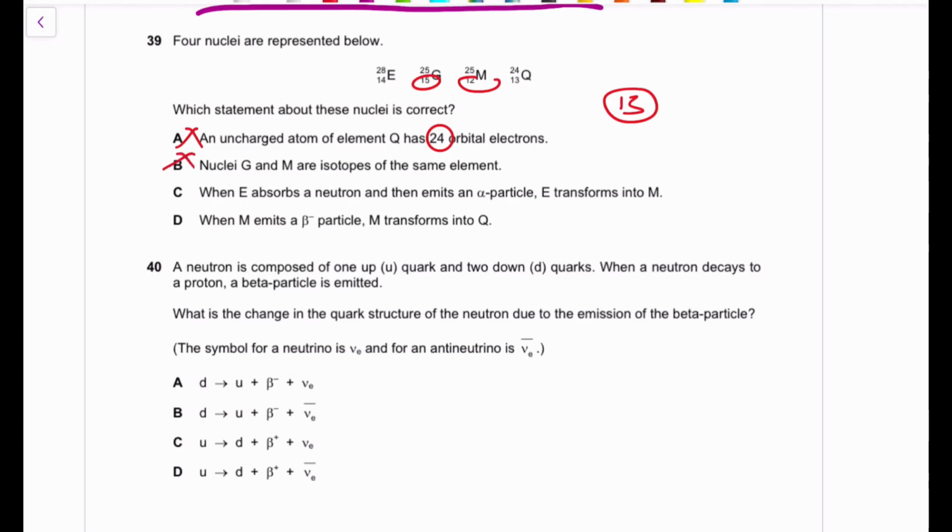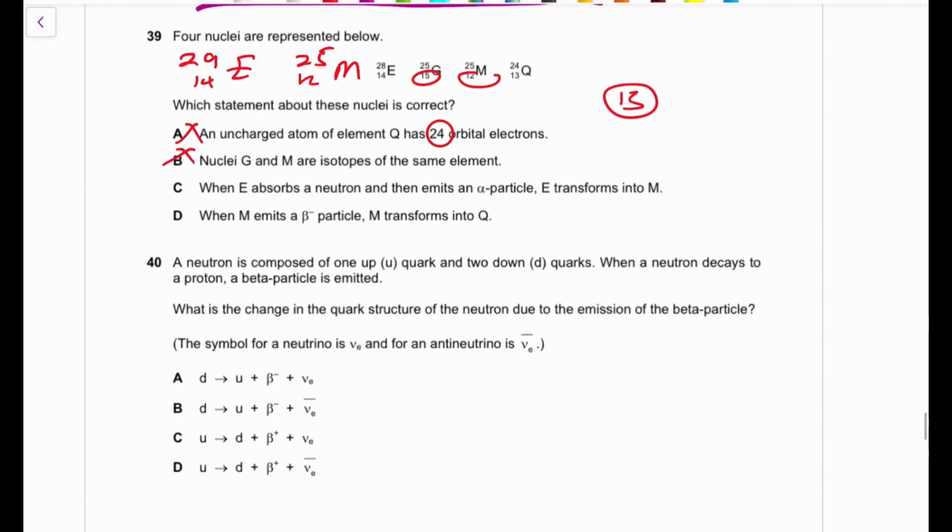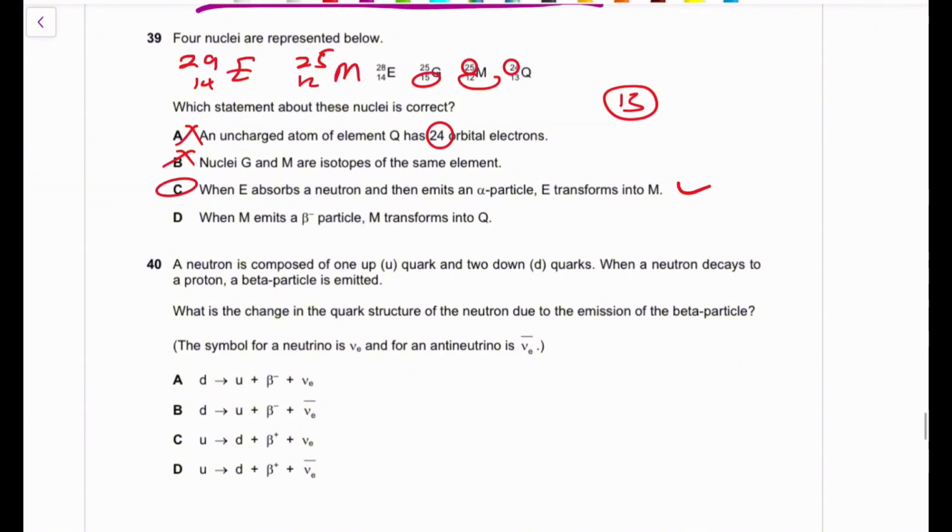C: when E absorbs a neutron, it becomes 29, that is 14E, okay? And emits an alpha particle, minus 4, that's 25, minus 2, that's 12M, it forms particle M. Voila, that's correct. And when M emits a beta minus particle, M transforms into Q. That doesn't make sense because here, look at this, the nucleon number has changed, but a beta particle does not change the nucleon number. So the correct answer is C.